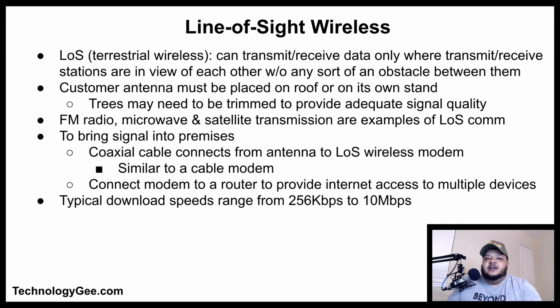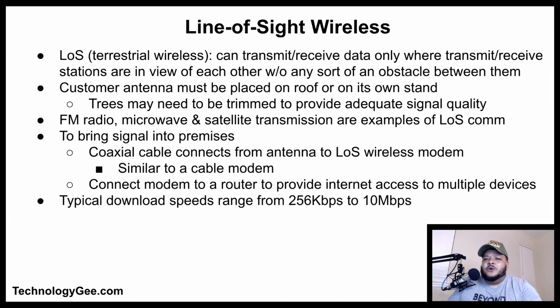Line of sight wireless. So line of sight wireless, sometimes called LOS, and it's also referred to as terrestrial wireless, is a type of propagation that can transmit and receive data only where transmit and receive stations are in view of each other without any sort of obstacle between them. This means that the customer antenna must be placed on the roof or on its own stand, and trees may need to be trimmed to provide adequate signal quality. FM radio, microwave, and satellite transmissions are examples of LOS communication.